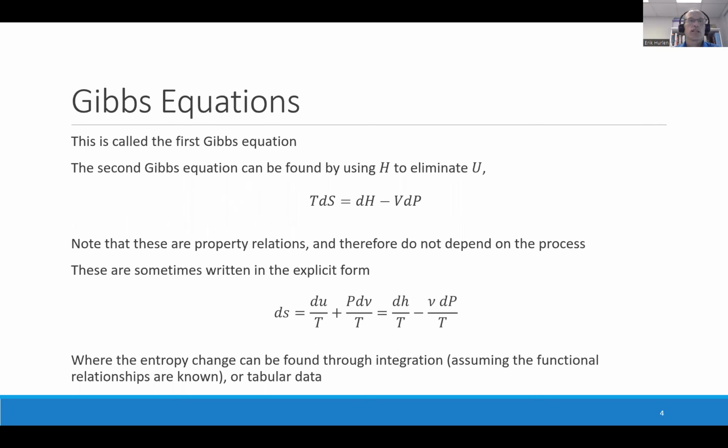These can also be written in specific form per unit mass, and also sometimes solve for the specific entropy, little s. So ds equals du over T plus P dv over T, or dh over T minus v dP over T. At this point, if the functional relationships are known, these equations can be directly integrated. Otherwise, tabular data is another option for pure substances.